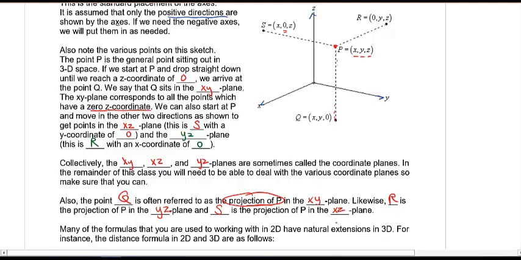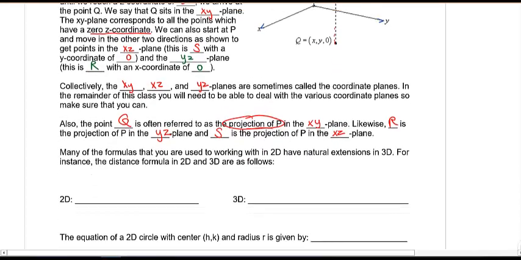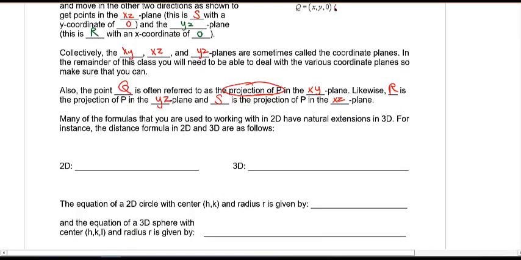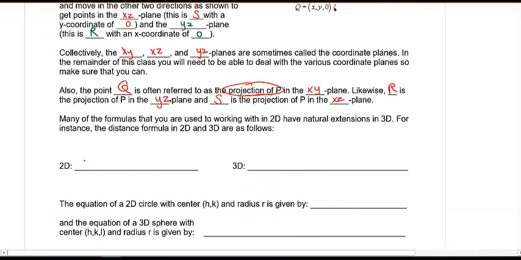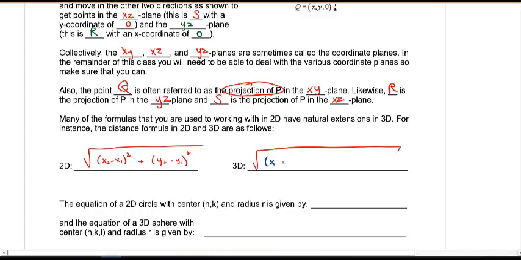Good. Now, many of the formulas you've learned in two-dimensional coordinate geometry have natural extensions in 3D. So, for instance, the distance formula in 2D. Remember the distance formula in 2D? The square root of the difference in the X values, all squared, plus the difference in the Y values, all squared. And similarly in the 3D one, this was a typical math contest problem, the difference in the X values, all squared, the difference in the Y values, all squared, and then because it's 3D, the difference in the Z values, all squared.